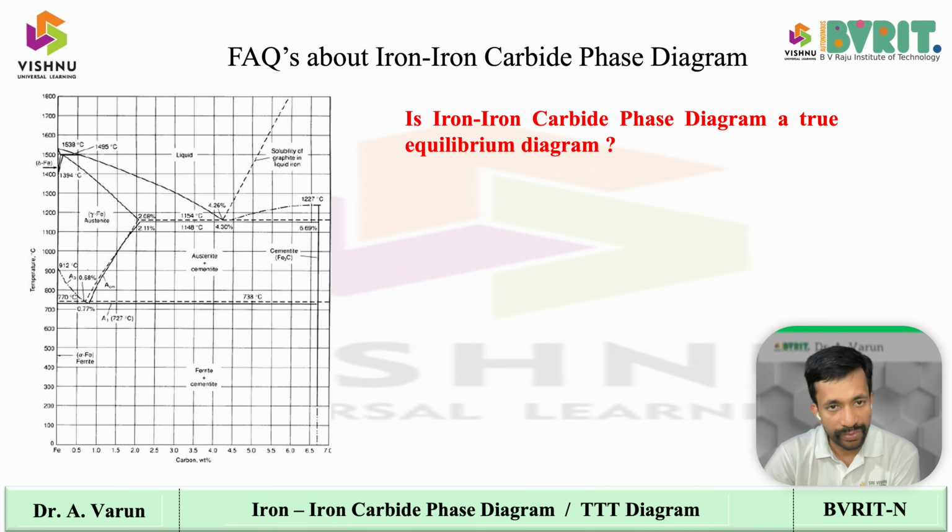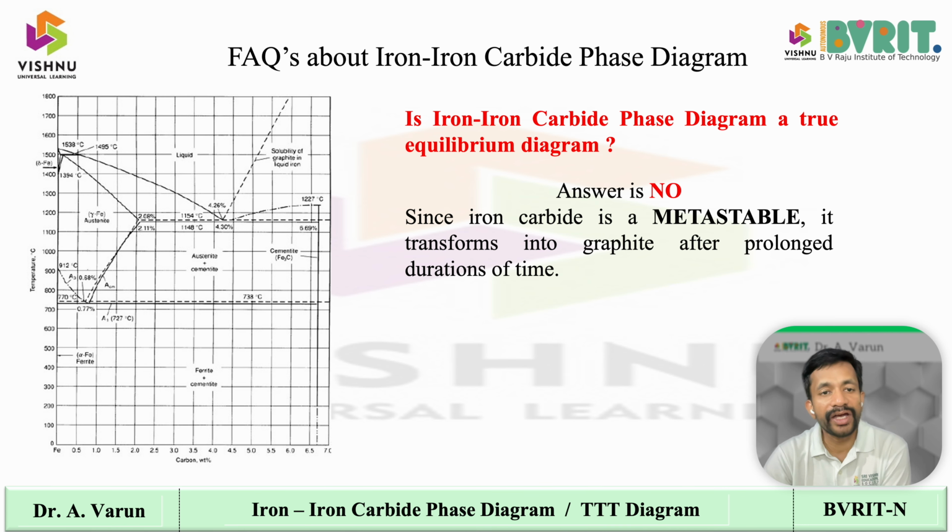The answer is no. The reason being, this iron carbide, which is Fe₃C, is a metastable compound. So what is metastable? That means it is stable for the time being, but when it is allowed for a prolonged duration of time, it transforms into graphite. So this iron carbide is not stable, it is metastable. It transforms into graphite over an extended period of time, and this is the graphite formation in the iron carbide.